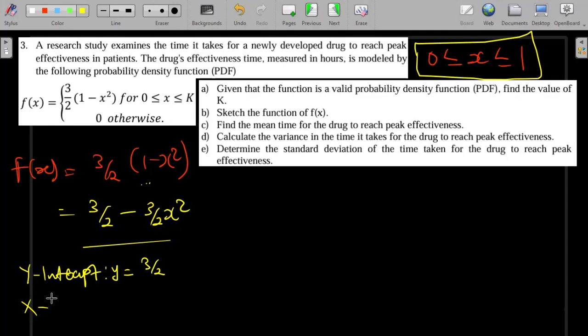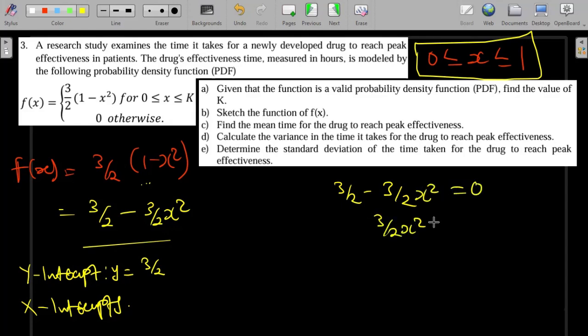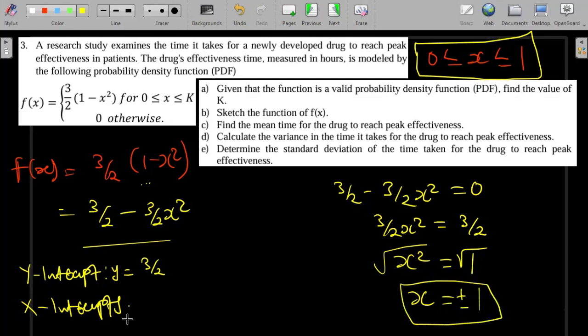Then we find the x-intercepts. How do you find the x-intercepts? You equate this equation to 0. So we're going to get 3 over 2 minus 3 over 2 x squared is equal to 0. So 3 over 2 x squared is equal to 3 over 2. Then we divide both sides by 3 over 2 and get x squared is equal to 1. Square root of both sides, we get x is equal to plus or minus 1. So these are the x-intercepts: x is equal to -1 or x is equal to 1.